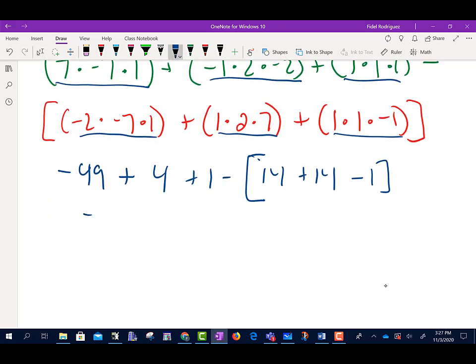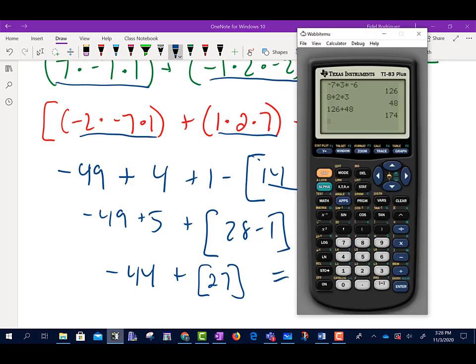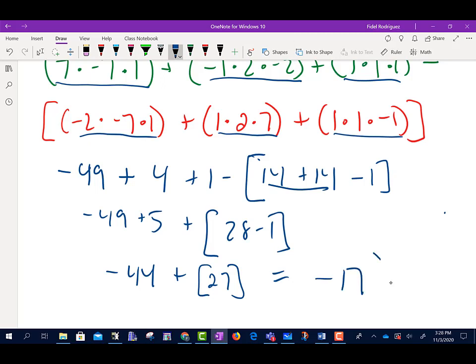So let's see. This is negative 49 plus 5 plus, this is 28 minus 1. It's supposed to be a minus 1. There we go, minus 1. So this is negative 44 plus 27. So let me get my calculator. Negative 44 plus 27. And I'm coming up with a negative 17. Okay. And so we found the determinant of our matrix.